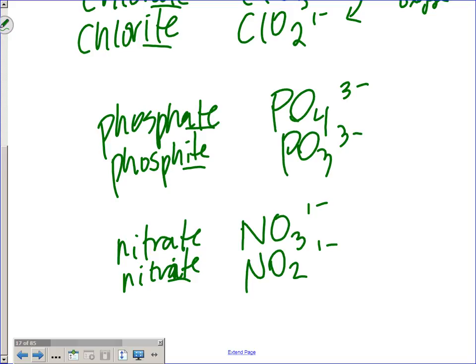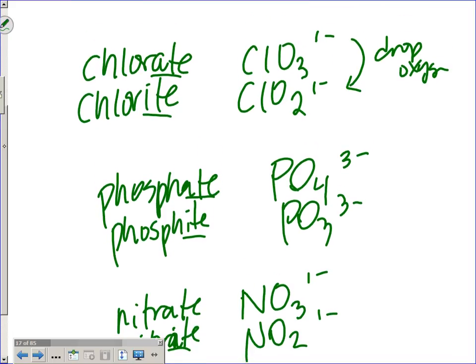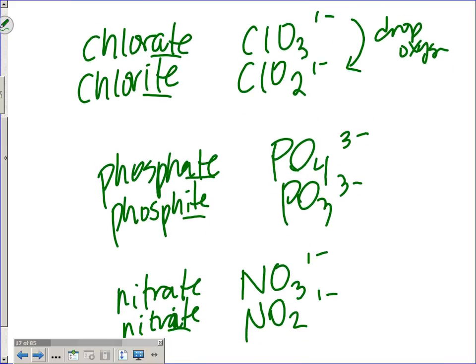This should be right. So there's this trend of, if you know the -ate version of it, you already know the -ite, because it's just one oxygen less. Okay? So you're dropping an oxygen on all these examples. But you see some other variations, right? So what are some other things you're seeing on there that's not an -ate or an -ite?